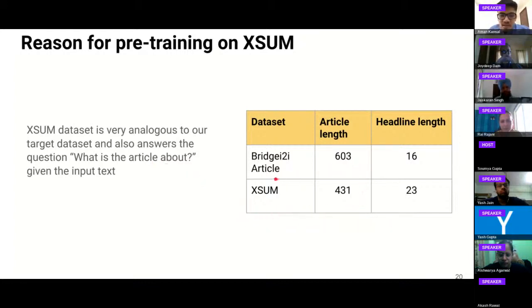For example, in the Bridgei2i articles we have, let us say, an article length of 603 and a headline length of 16. Even for XSum, the articles are quite large, like 431 words, and the headlines were still in range. We were constrained to 20, but still 23 is good for pre-training. So we use the models which were pre-trained on XSum and not directly the summarization models that we had.